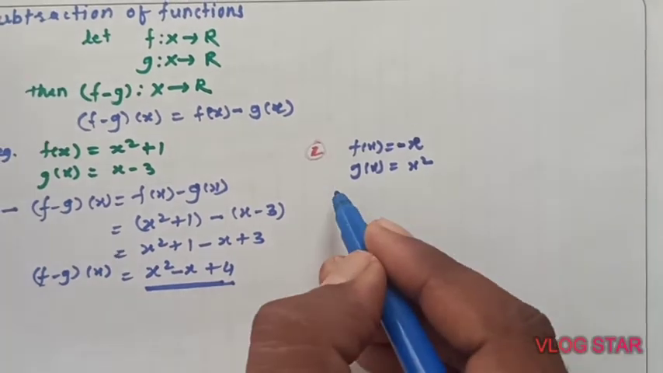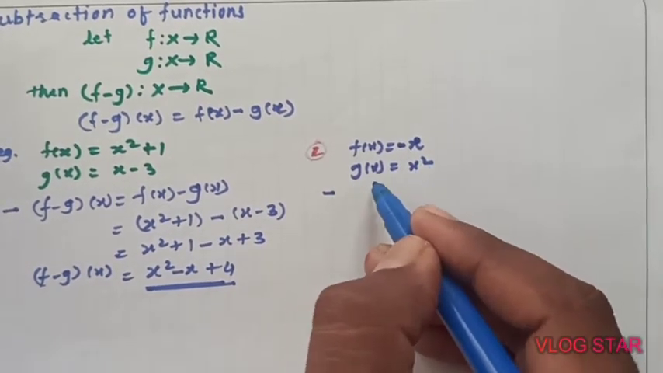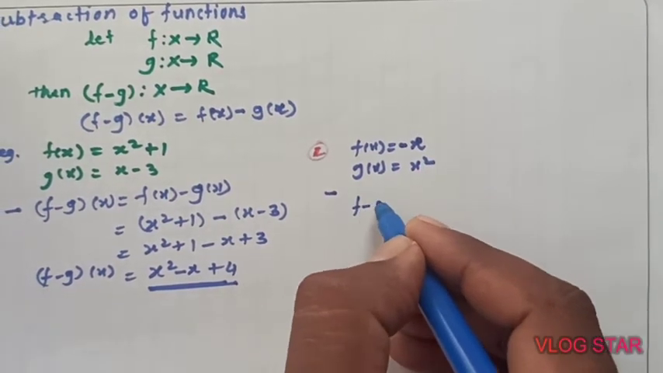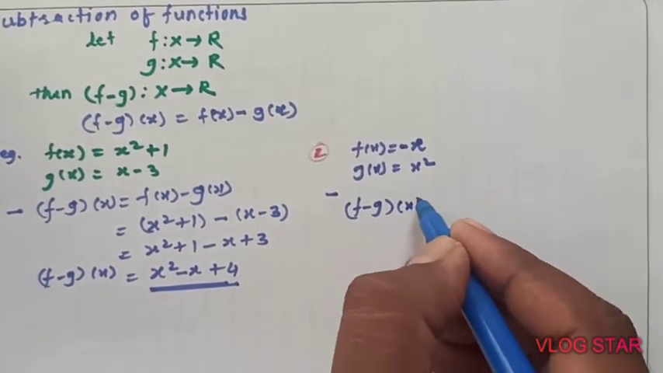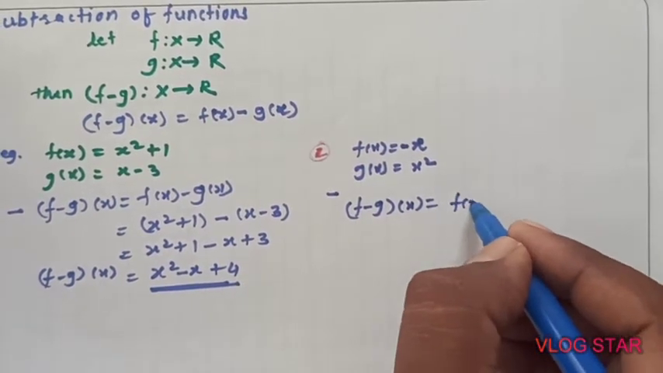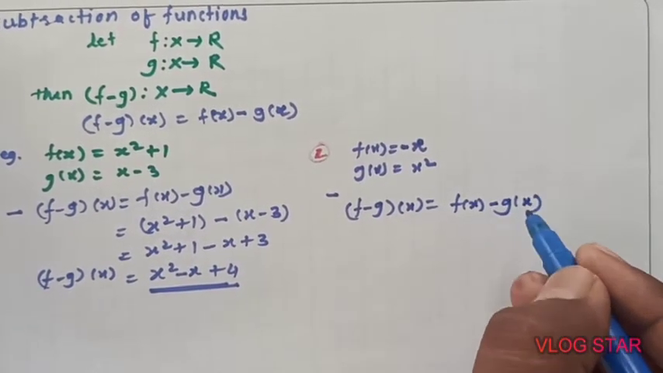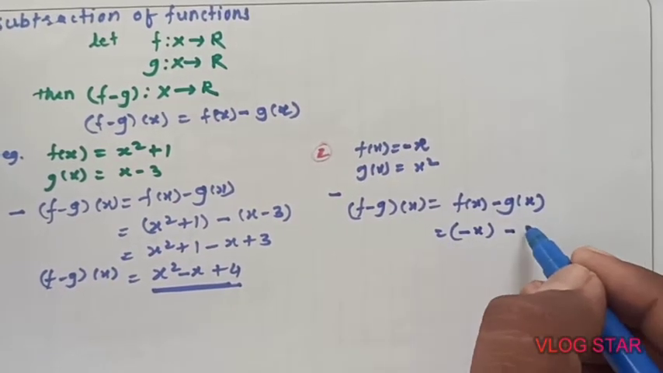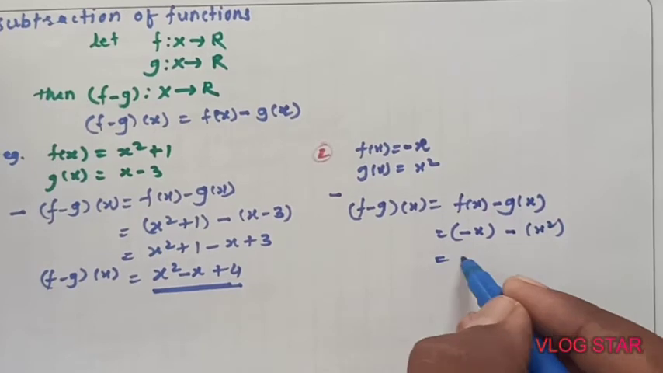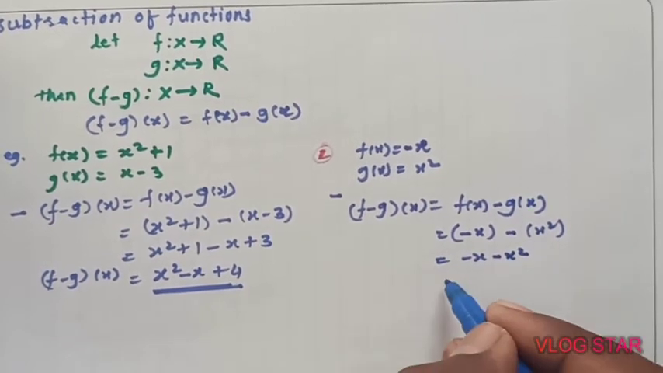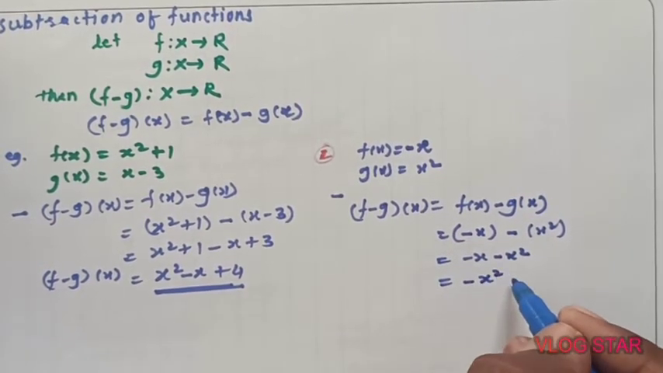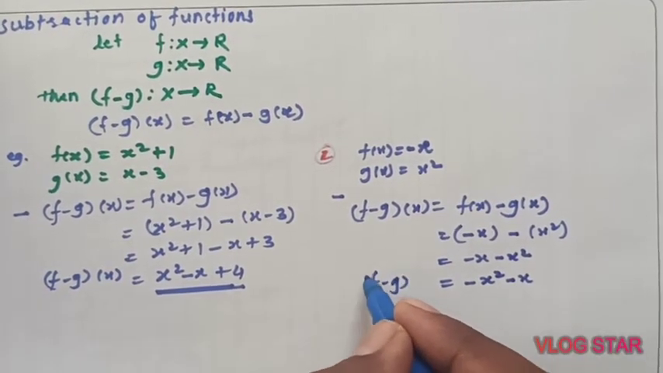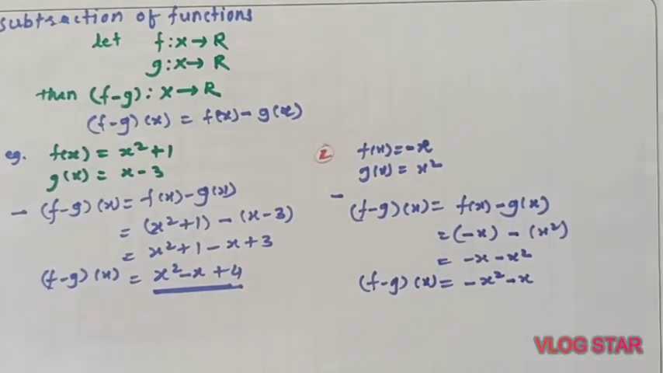Just check one more example. f of x is negative x, g of x is x square. I want to find the difference of the two functions. So f minus g of x is defined as f of x minus g of x. What is the first function? Negative x, minus g of x which is x square, and finally minus x square. So I can rearrange it as minus x minus x square. This is your f minus g of x. This is a new function.